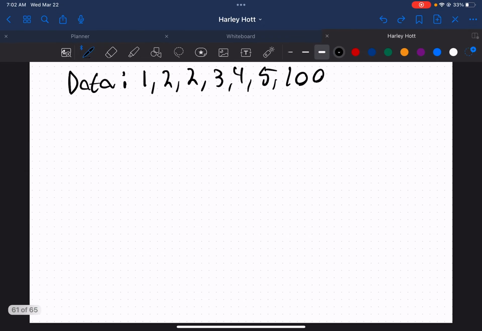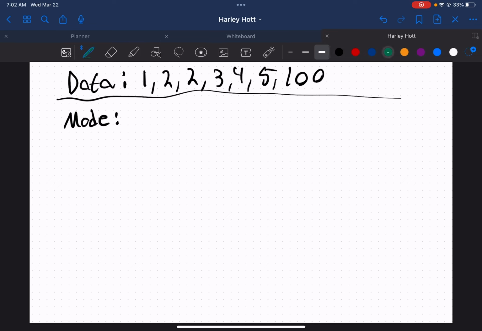So let's start off with this data set. Let's start with the mode, because I think the mode is the simplest one here. If I were to ask you, what's the mode for the data? The mode is simply the number that occurs most often. Notice how there are 2 2s here, but there's only 1 1, only 1 3, only 1 4, only 1 5, and only 1 100. 2 occurs most often, so our mode in this case is 2.